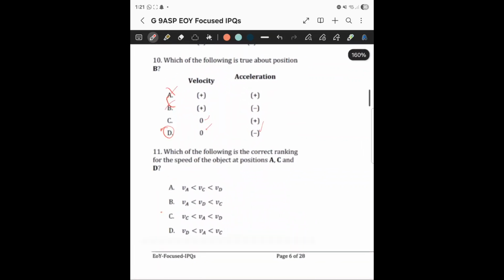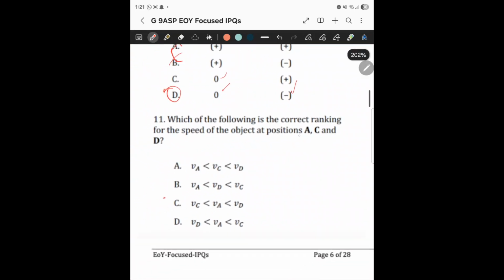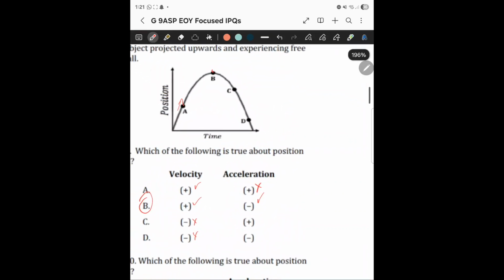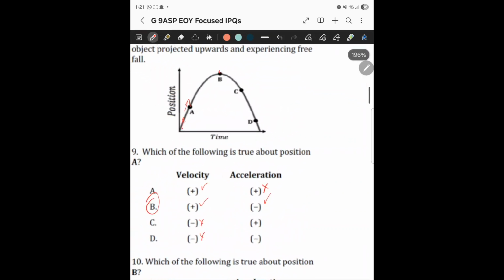What about D? Over here, we're trying to see the speed, comparing the speeds of A, C, and D. As I mentioned earlier, the lower you are, the faster you'll be. Even if I'm like here, if I throw it upwards, I'm giving it an initial fast speed.